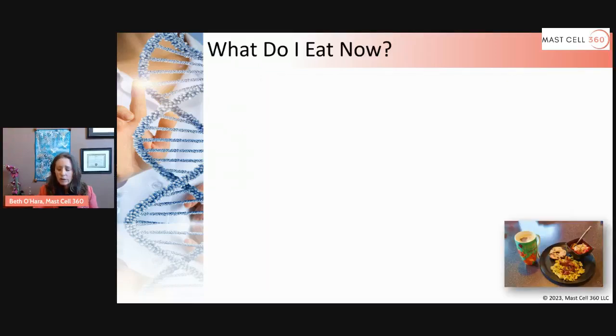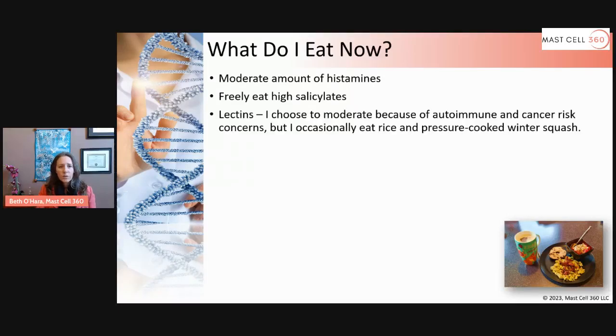Here is how I eat now, just to give you ideas. This may be different for you, but to give you some inspiration. I eat moderate amounts of histamines. I freely eat high salicylates now, as much as I want, and I don't have any trouble. Lectins, I do choose to moderate because of autoimmune and cancer risk concerns that I have, but I do sometimes eat rice and pressure cooked kabocha squash.